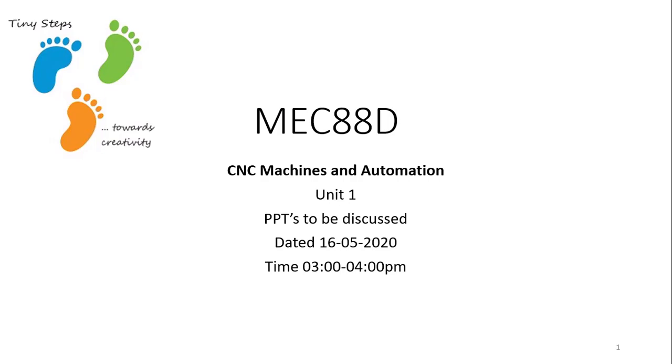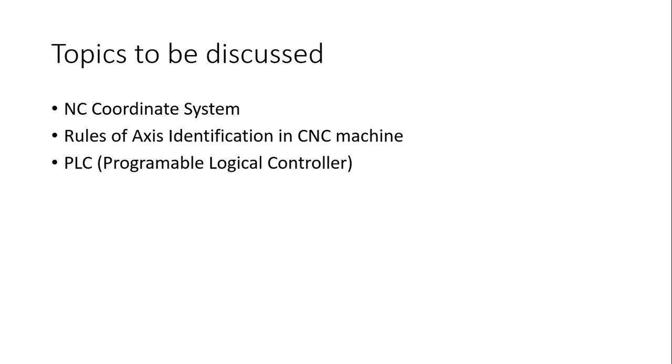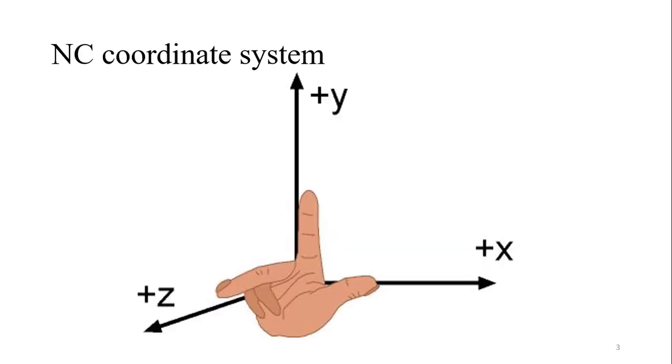Now today we are going to discuss three major topics of the CNC machine, which are a must and very important from your examination point of view and from a learning point of view. The three main topics are the NC coordinate system, the rules of axis identification in CNC machines, and PLC. So what is the NC coordinate system?